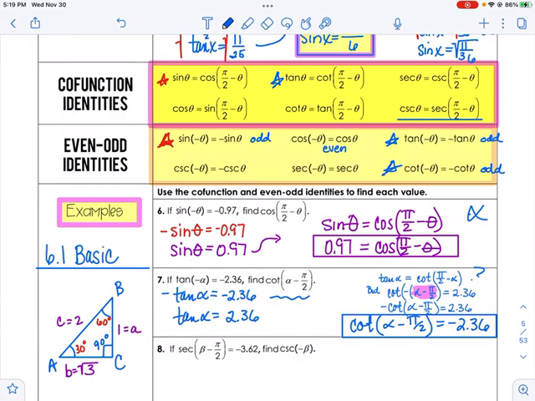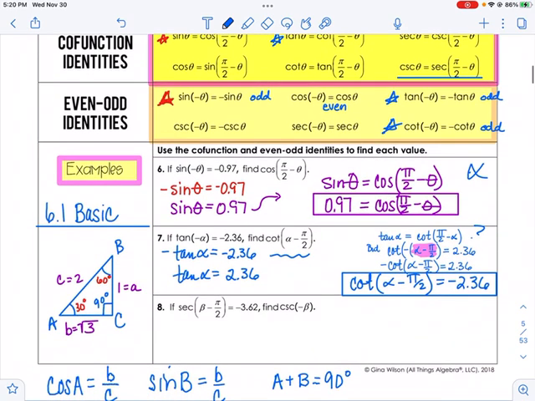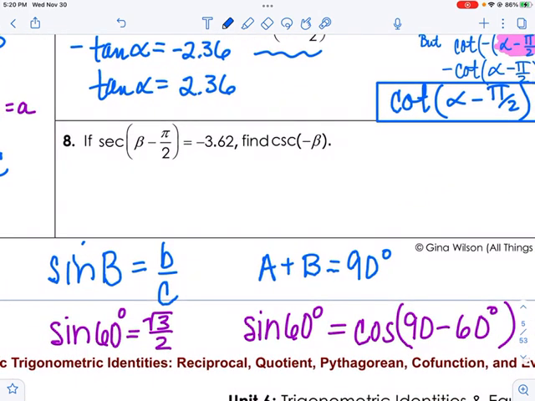So my first step is I'm going to take a look at this and say, all right, I need the secant of the opposite of beta. Well, what I'm going to do is factor out a negative 1 here. So then I'm going to have the pi over 2 minus beta. Because all I'm doing with this is factoring out the negative 1 factor. Okay? So you know what that is. That's the same thing. I haven't changed any value. It's negative 3.62.